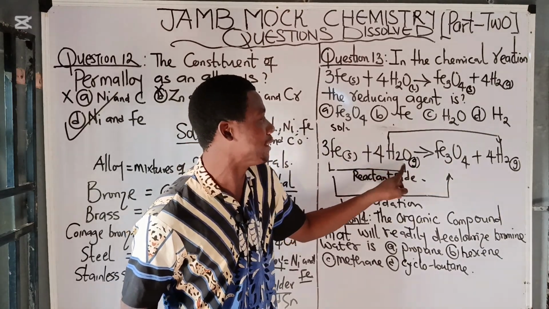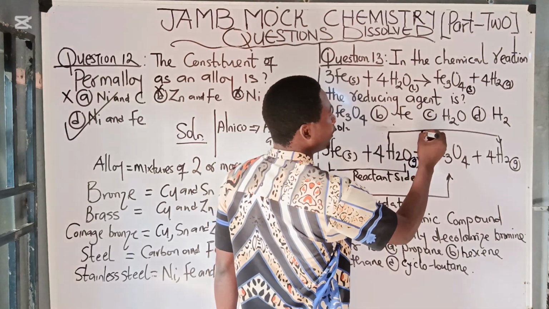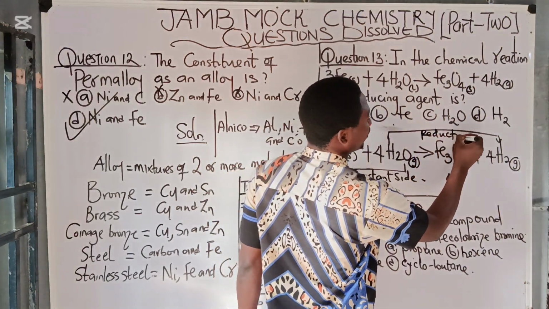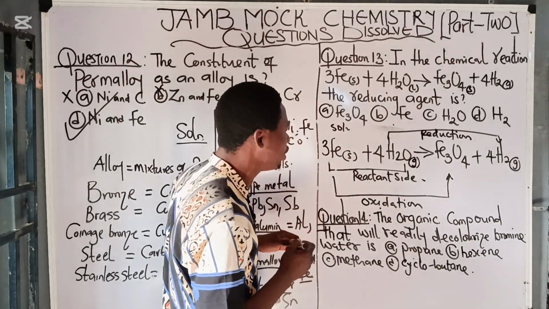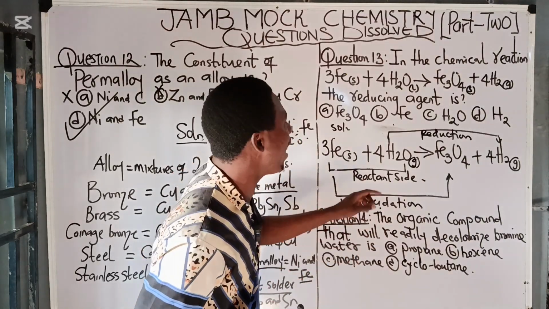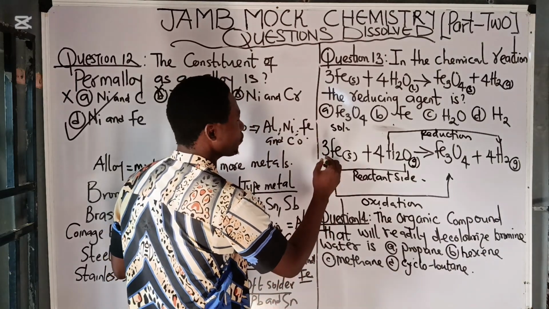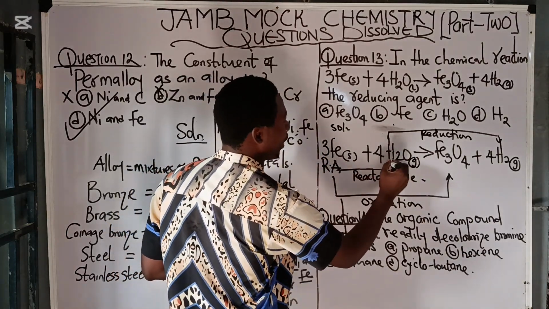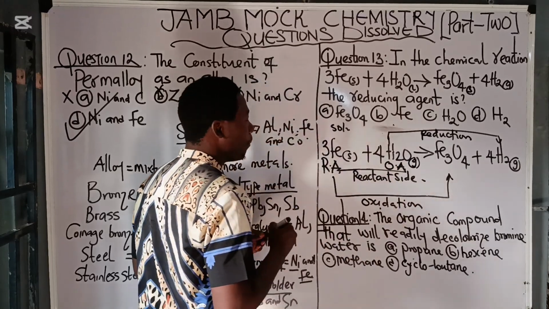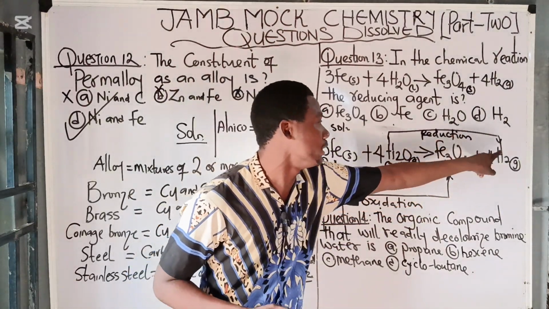But this is water, now what? Hydrogen. So if this is called oxidation, this one is called reduction. And you must note this, that it is only the reducing agent that undergoes oxidation, while the oxidizing agent undergoes what? Reduction. That is to say, this is our reducing agent, while this one is our oxidizing agent. Why? Because the reducing agent undergoes oxidation, but the oxidizing agent undergoes reduction.